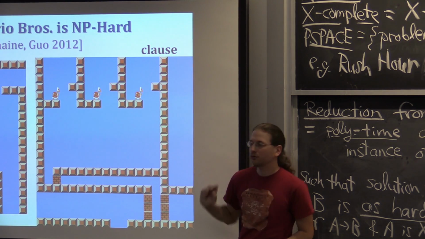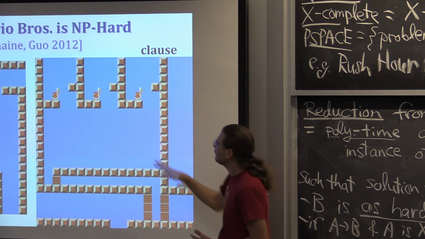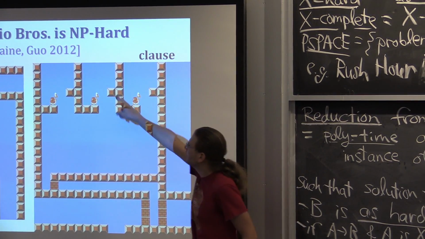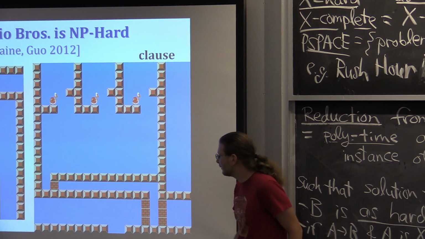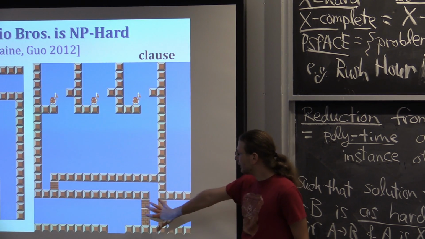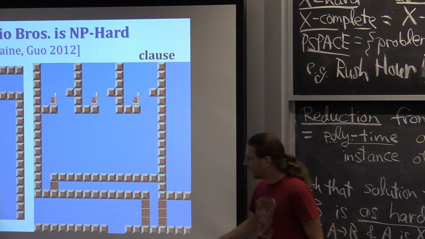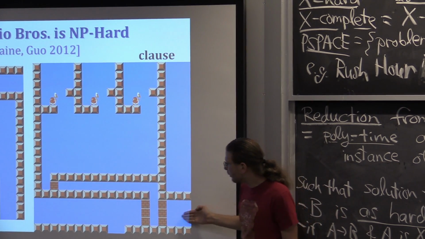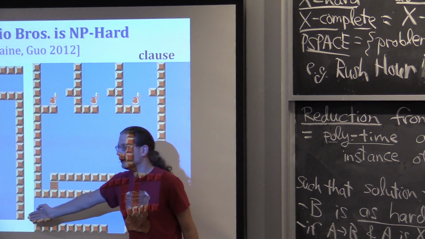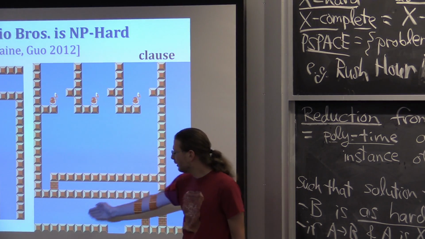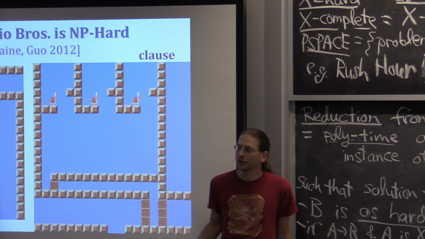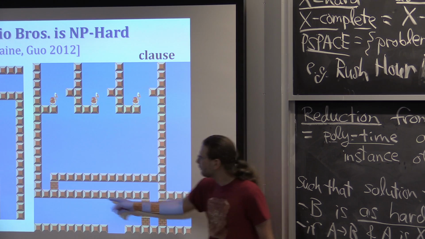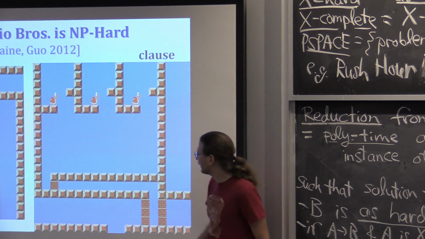The clause gadget has 2 parts. On the one hand, you have these 3 entry points where your goal is to hit Koopas and bounce them around. And then the other part, down here, is a bunch of bricks. At the end of the level, we're going to set it up so Mario has to go through this part. This will be traversable if and only if these bricks have been broken. So how would you do that? This brick and various things are in the way here.